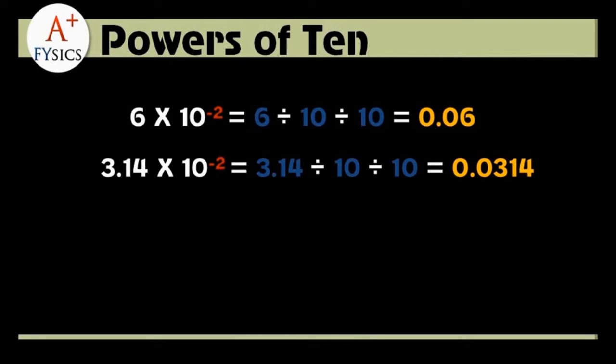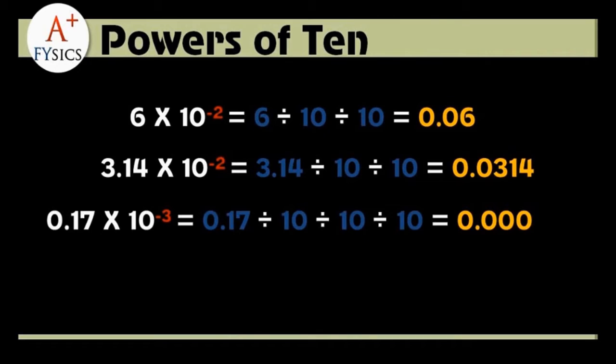3.14 multiplied by 10 to the power of minus 2 is 0.0314. Notice that after moving the decimal point once, I don't have any more digits, so I put a 0 and move over it. What about 0.17 multiplied by 10 to the power of minus 3?